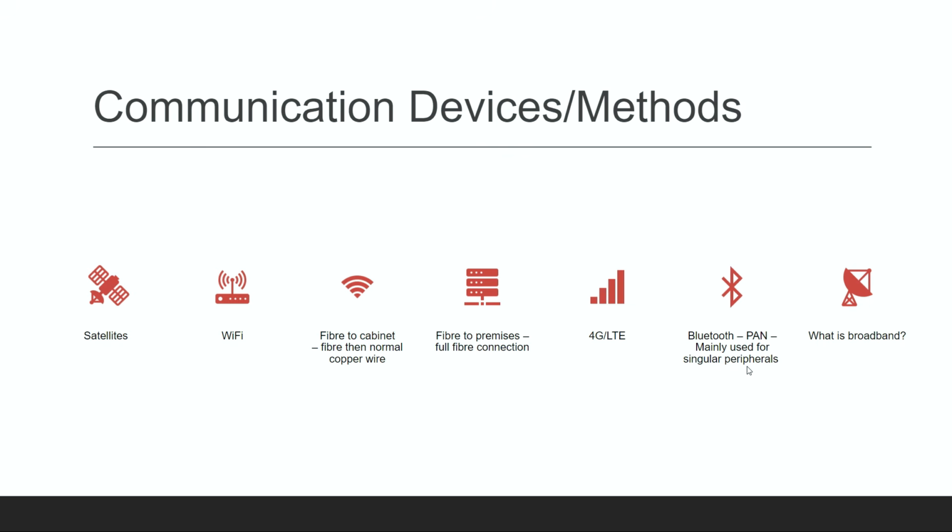It's mainly used for single peripherals. For the purpose of Unit 1, think of Bluetooth as a PAN, a personal or private area network, and it's used for one single item. For example, linking your earpods to your iPhone or linking your Bluetooth mouse to your laptop, right? And one of the questions that will come up later on is, what is broadband?